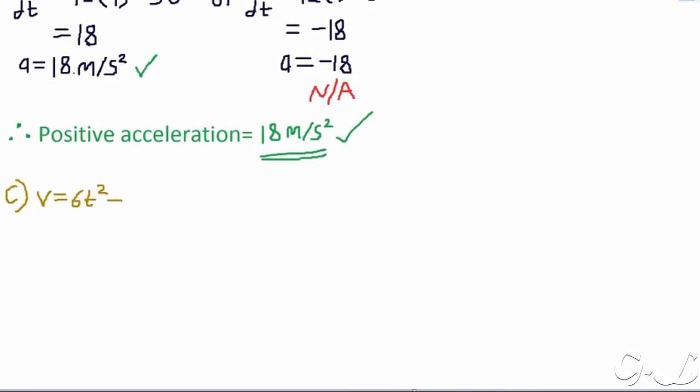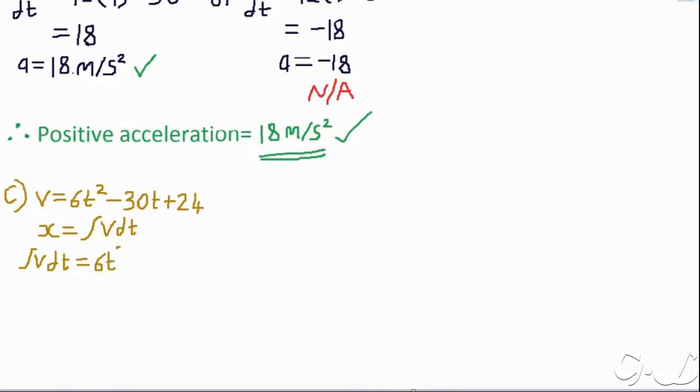So we're given that v is equal to 6t squared minus 30t plus 24. So we have to integrate, since that is the equation of our velocity, for us to find distance. Distance is denoted by the letter x. So when we're integrating, we add 1 to the power and then we divide by the new power.